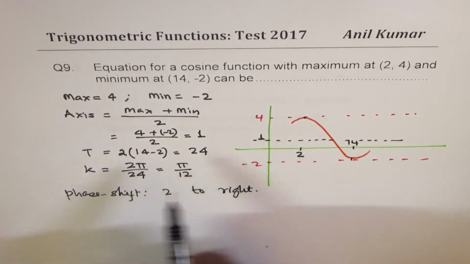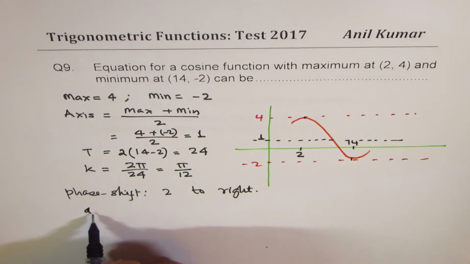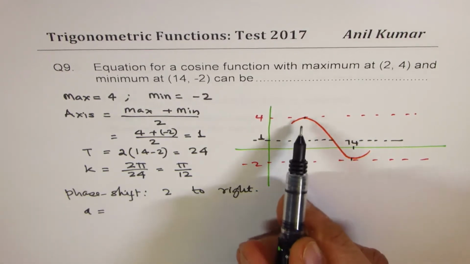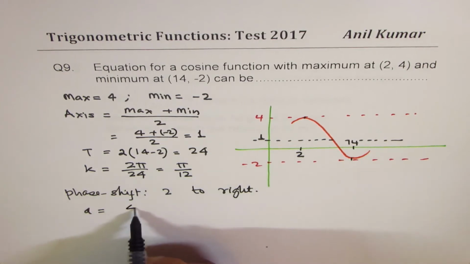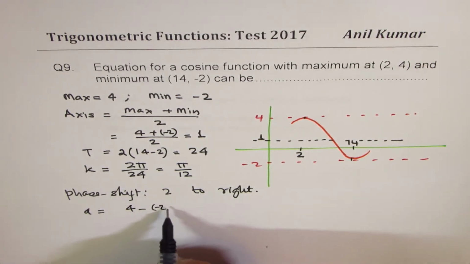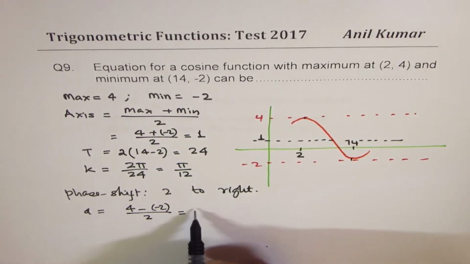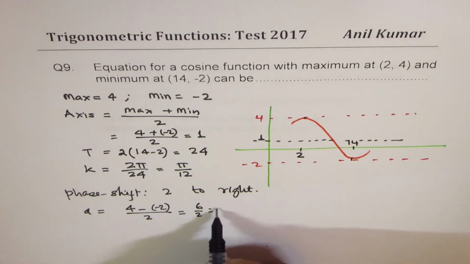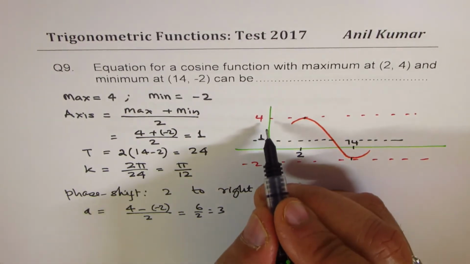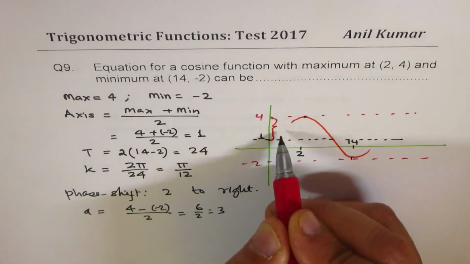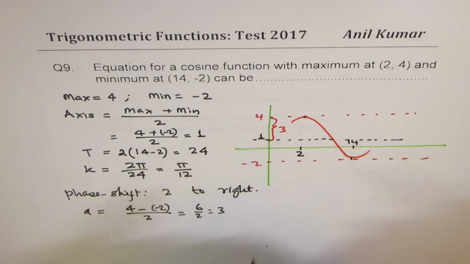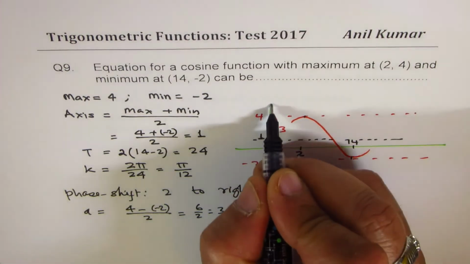Now what is the amplitude? Amplitude A is equal to the difference of maximum and minimum divided by 2. So it is 4 minus minus 2 divided by 2, that is 6 over 2, which is 3. One way is this. The other way is we could also find this distance from here to here, which is 4 minus 1, which is 3. Is it okay? Now these things give us the equation.